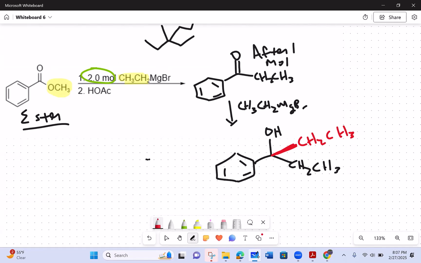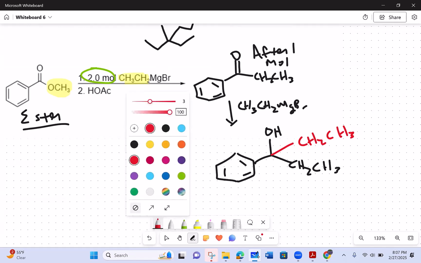Okay. I didn't mean to make that line bold. I don't want you to think I'm trying to make that chiral because it's not, because you got 2 of the same groups attached.